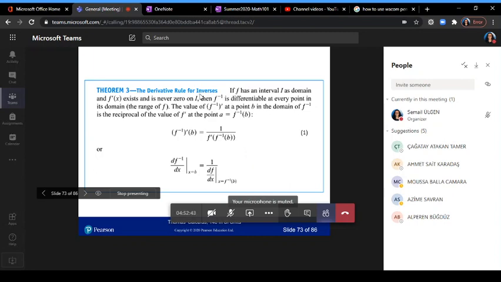And how am I going to find it? Actually, there's a simple formula. The derivative of the inverse function at the particular point b is 1 over the derivative of f evaluated at f inverse of b. So this is really nice. It's the reciprocal of the value of f prime at the point f inverse of b. We can also see it like this: the derivative of the inverse at b is 1 over the derivative of f at f inverse of b. Okay, this is a nice expression we use.